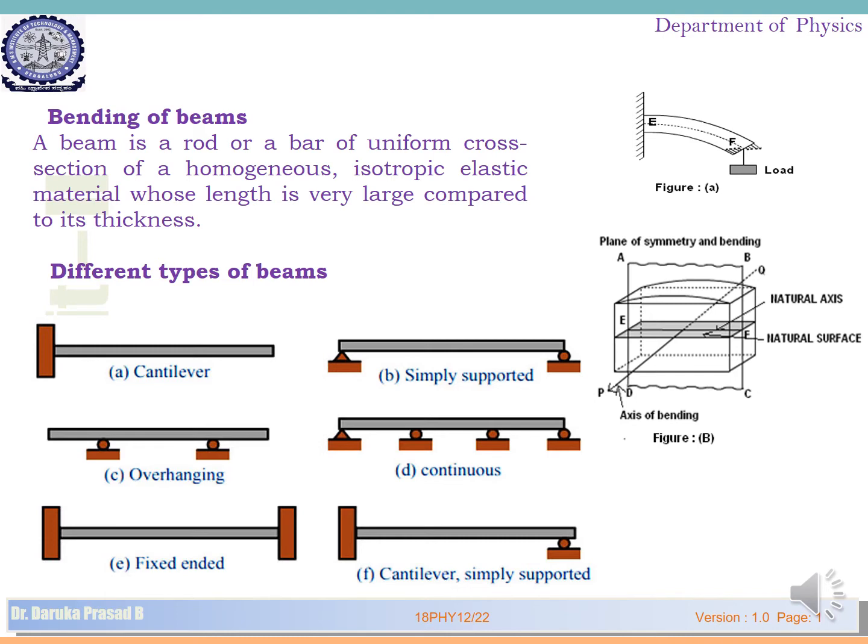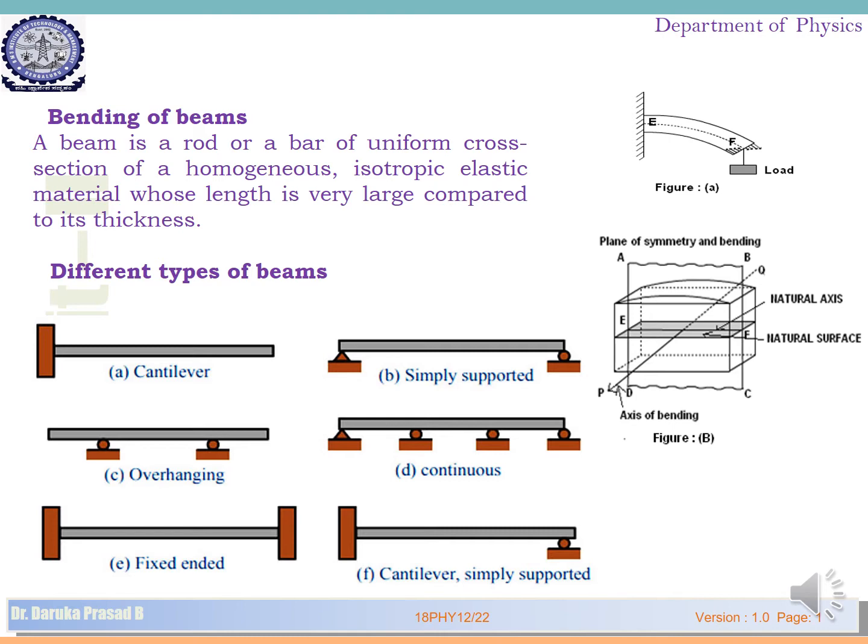There are different types of beams available, such as the cantilever, where one end is fixed and the other end is free to apply load. A simply supported beam, where both sides are supported and you can apply the load at any point between these two supports. Overhanging, where you can change the position of both the supports. Continuous, where supports are given at different intervals and the load can be applied anywhere. This type of beam you will see in bridges.